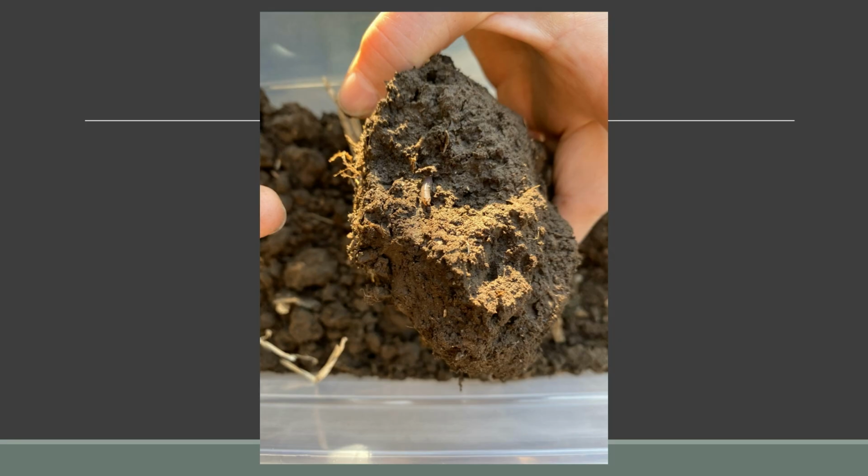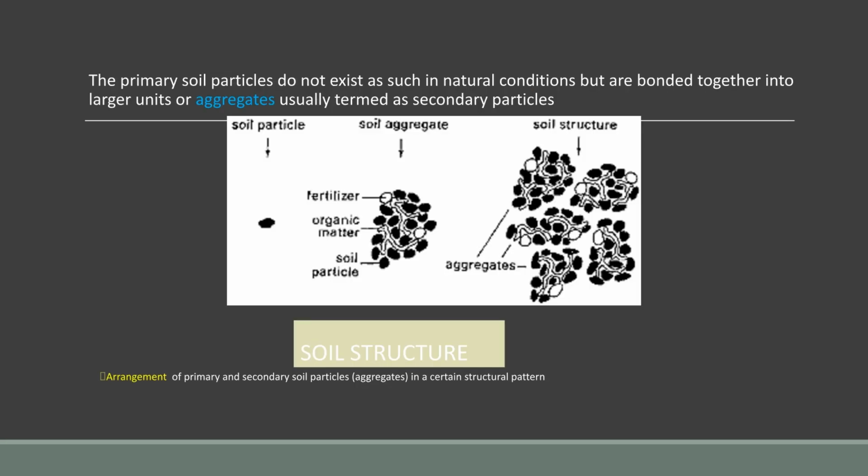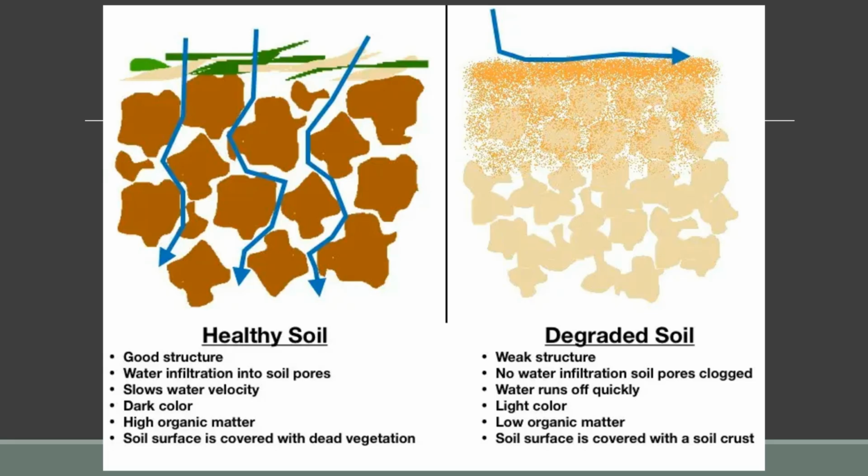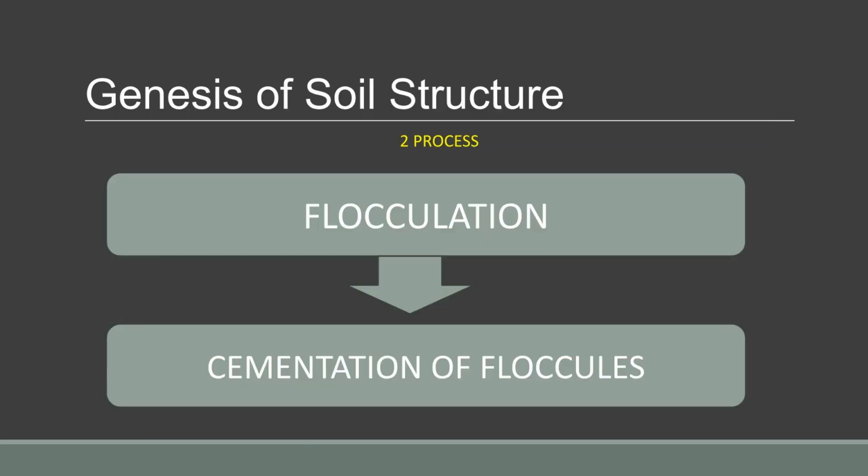This video examines soil structure, starting with its basic definition and genesis. Soil structure is the arrangement of primary and secondary soil particles, or aggregates, into a particular pattern. Primary particles bond together to form these aggregates, which are often called secondary particles. Good soil structure, like healthy soil, allows for better water infiltration, aeration, and root growth, compared to degraded soil with weak structure. The genesis of soil structure involves two main processes: flocculation, followed by the cementation of floccules.